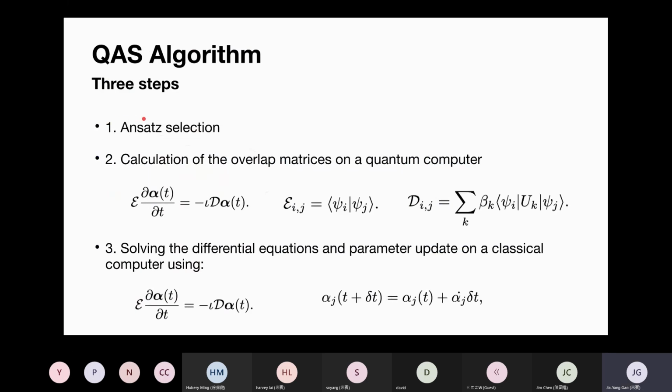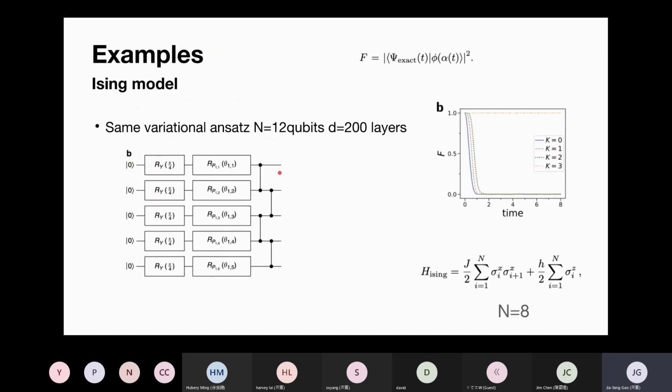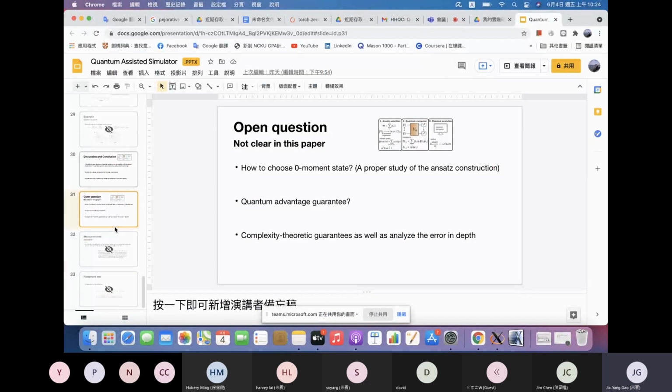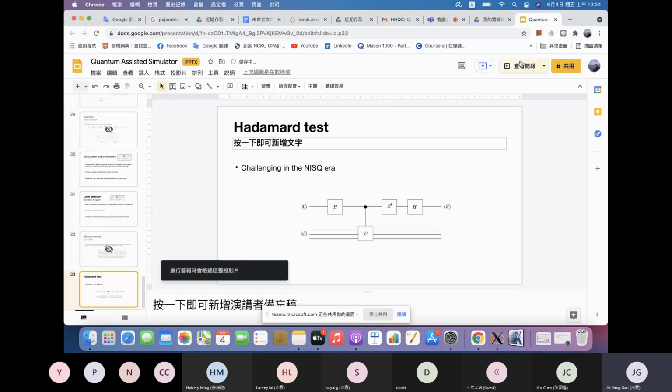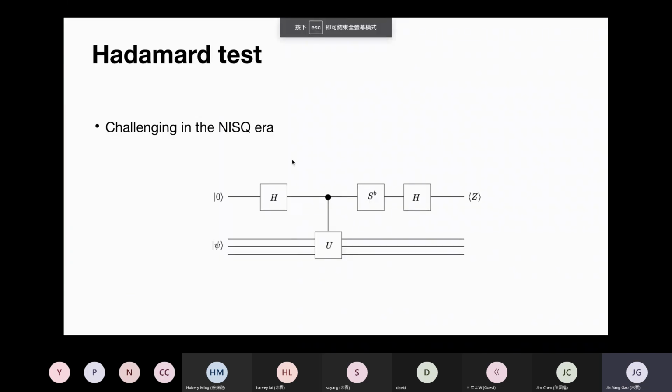And after you select your answers, you need to use these answers to calculate these two matrices. Maybe you use some Hadamard test to construct the epsilon matrix and D matrix, but this Hadamard test is challenging in the NISQ area because the hardware isn't good enough.